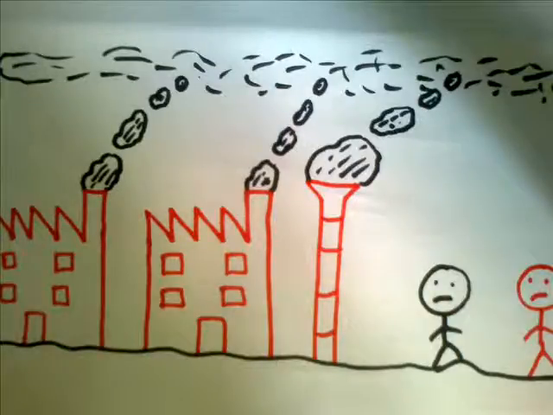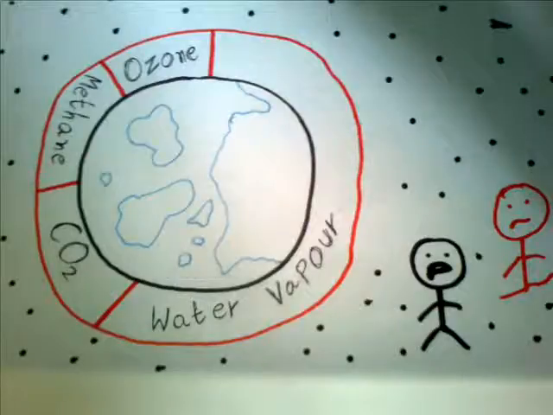Many industries release unwanted gases into the atmosphere which last for a very long time. Greenhouse gases in the Earth's atmosphere include water vapor, that is 36 to 70%, carbon dioxide, that's 9 to 26%, methane, that's 4 to 9%, and ozone, that's 3 to 7%. Over the past 50 years, the amount of these gases in the atmosphere has risen sharply.